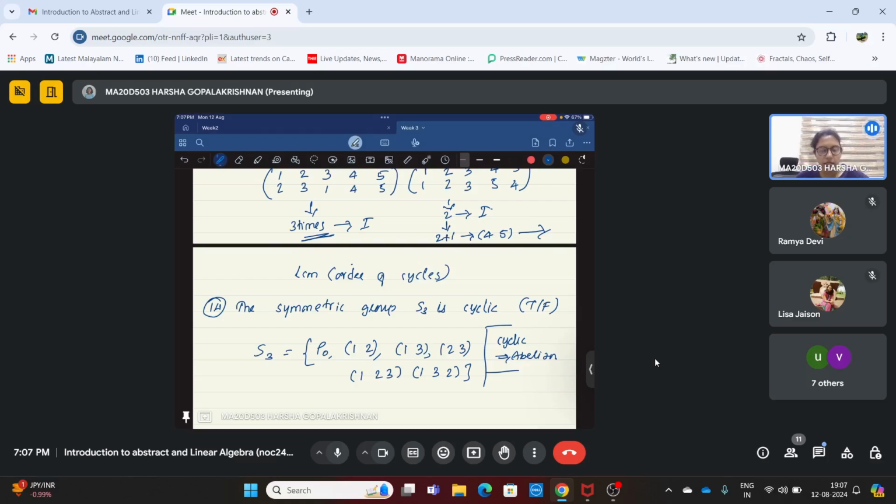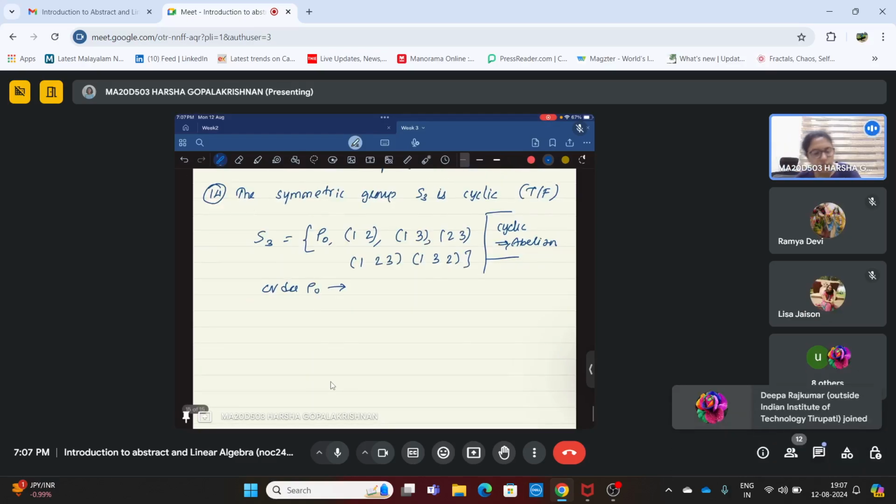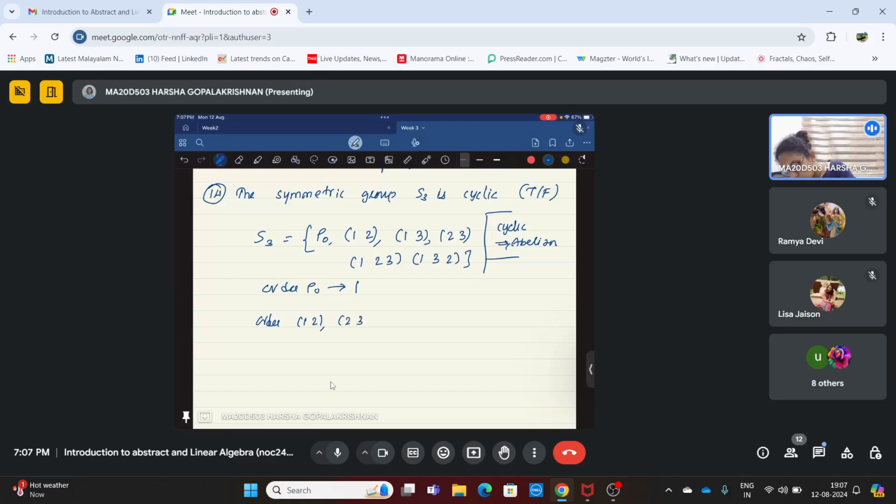Okay, these are the 6 elements. So we have seen all written as cycles. Clearly, the order of rho naught, as we have already seen, is the identity, so this is 1. And the order of all the 2-cycles is 2. The order means it is just the length of the cycle. So the order of (1 2), (2 3) and (1 3) is 2. And the order of (1 2 3) and (1 3 2) is 3, because this is the length of the cycle.